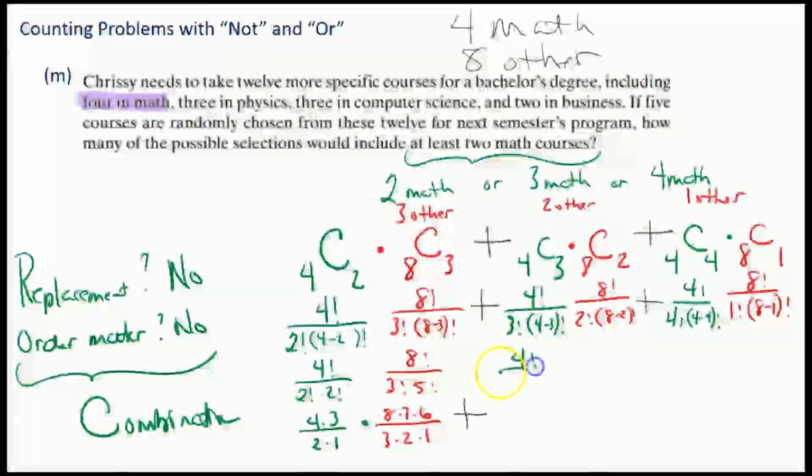This is 4 factorial over 3 factorial. 4 minus 3 is 1 factorial. If I write the top one down and cancel that with the bottom one, that's just going to give me the number 4, and that's it.